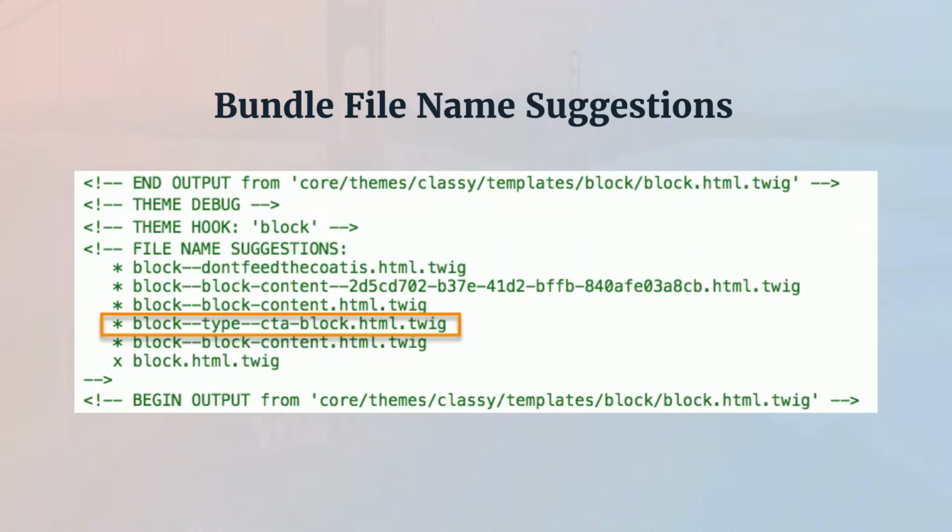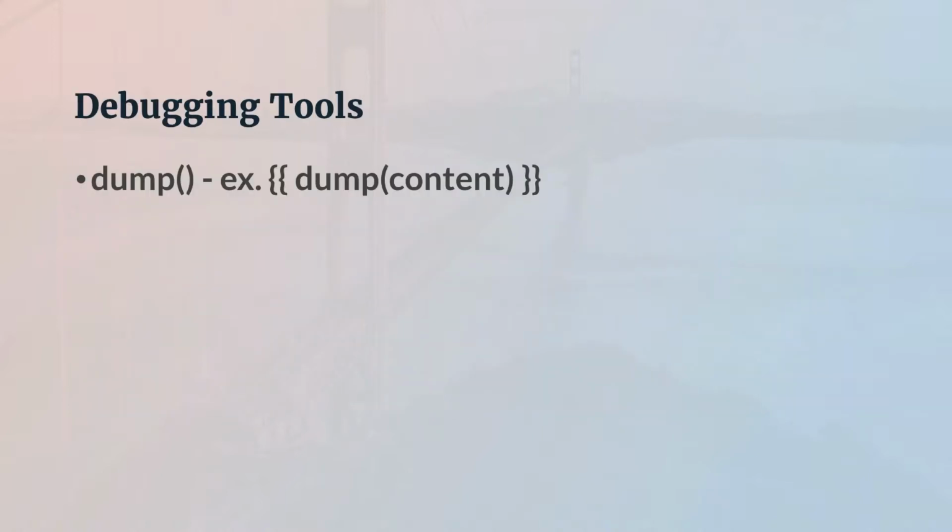Once that's done, clear the cache, and yay! We have our file name suggestion that is actually usable. We're good to go. So now we can override the template, and we're set. Okay, I'm gonna move on.